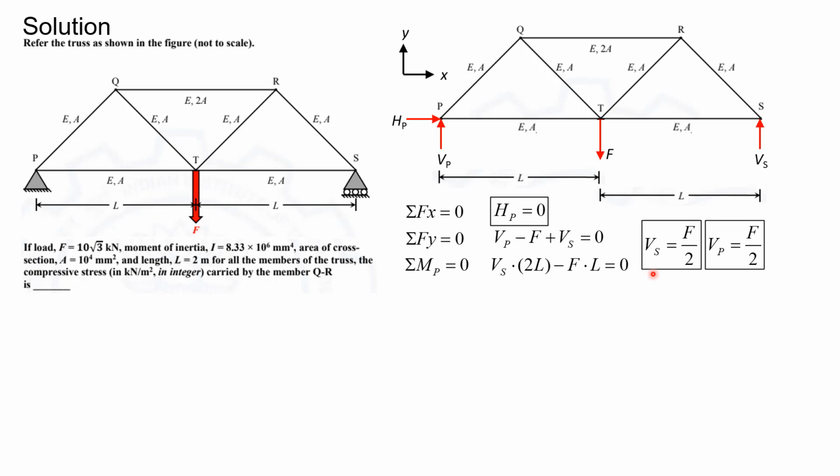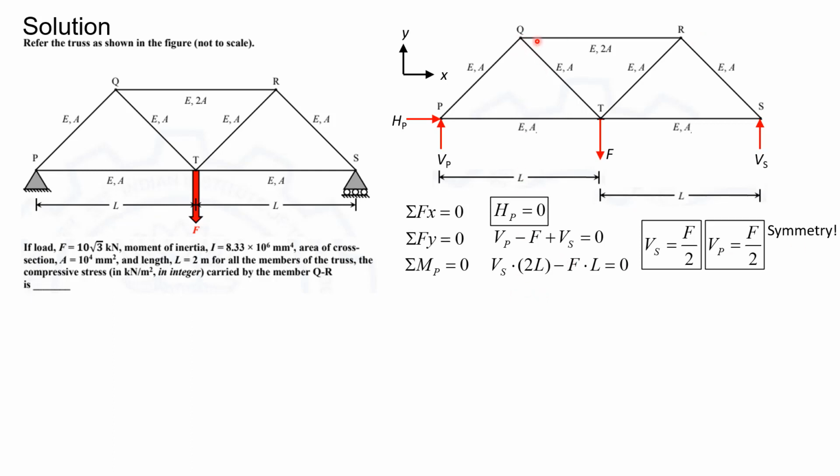By simple visual inspection of this truss, we can see that the truss is symmetrical in geometry, loading, and in member configuration. Hence, we can simply deduce that the vertical reactions are equal by symmetry and the horizontal reaction must be 0. Now that we have calculated the reactions, the next step would be to consider an appropriate section in order to calculate the member force in member QR.